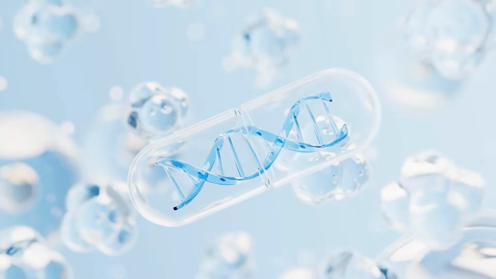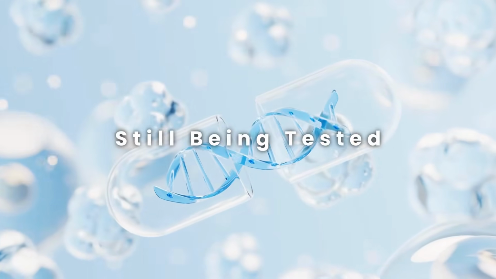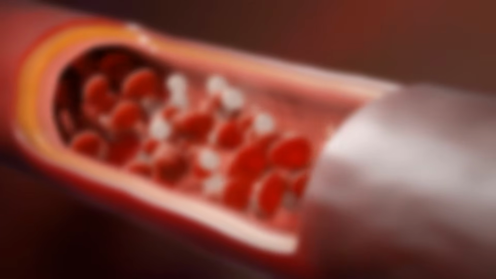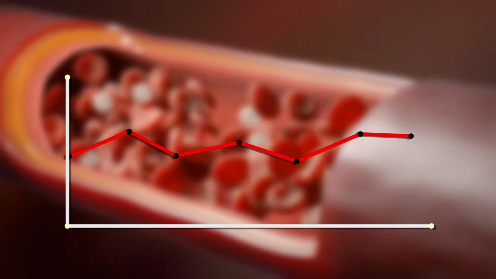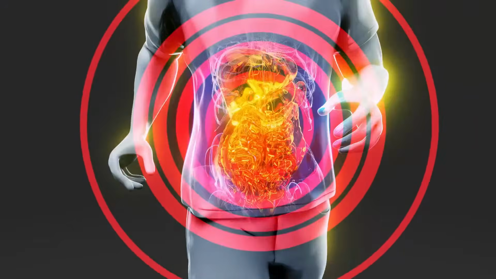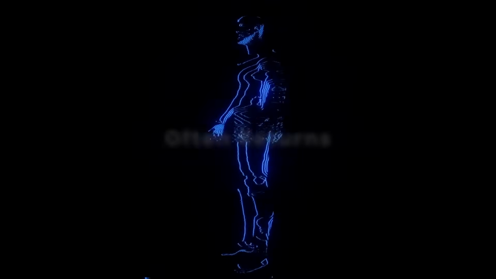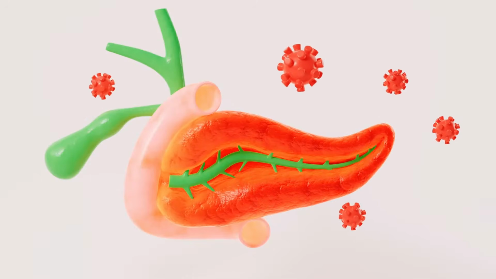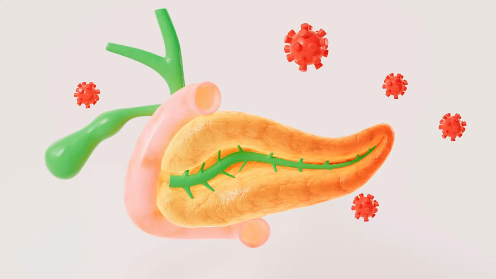Scientists are working on ways to replace the destroyed cells or protect them from the immune system, but these solutions are still being tested. Type 2 diabetes does not have a permanent cure either, but it can go into remission. Remission means the sugar levels become normal without medicine. This usually happens when a person loses a lot of weight, eats healthy foods, exercises regularly, and keeps the body active. But if they stop these habits, the diabetes often returns. Scientists are exploring new technologies like artificial pancreases, stem cell therapy, and smart insulin. But these solutions take time to develop.